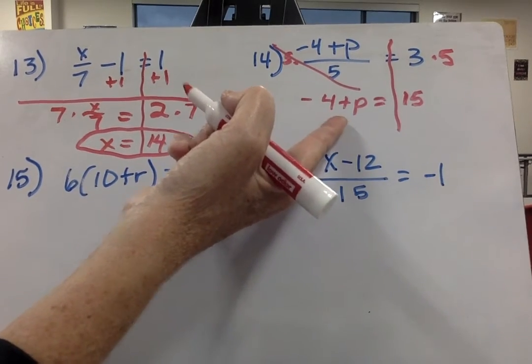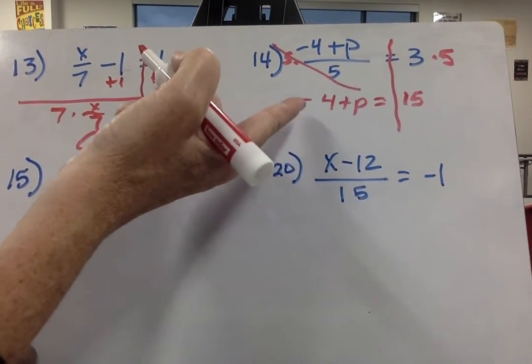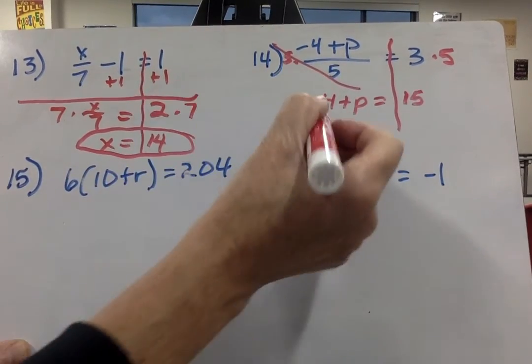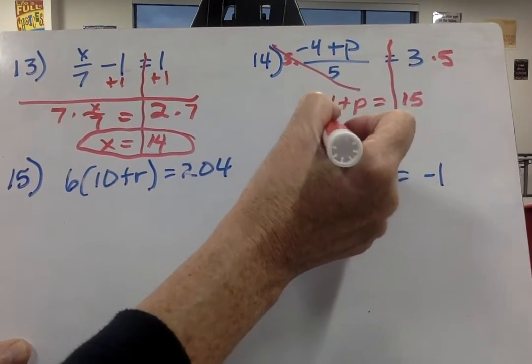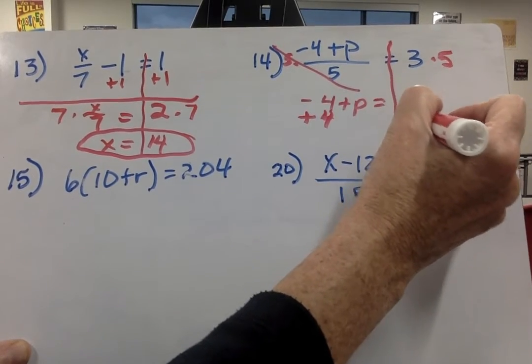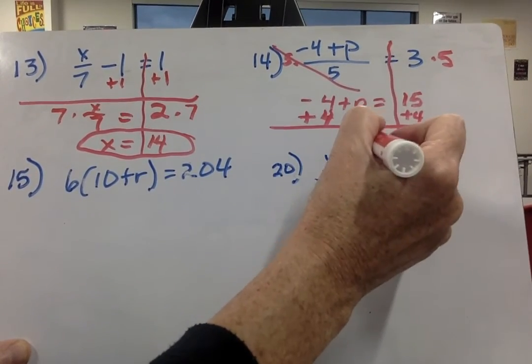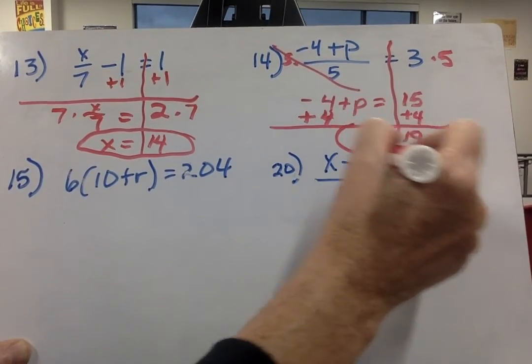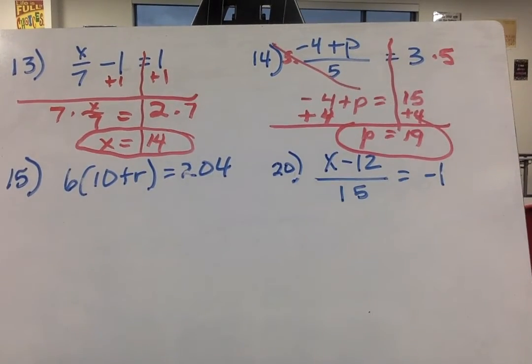And now we have one. You see a plus sign, so you're thinking subtract, but if I have -4 subtract 4, I would get -8. So we have to look at the sign in front. So we're going to go +4, +4. And p equals 19. And we're done.